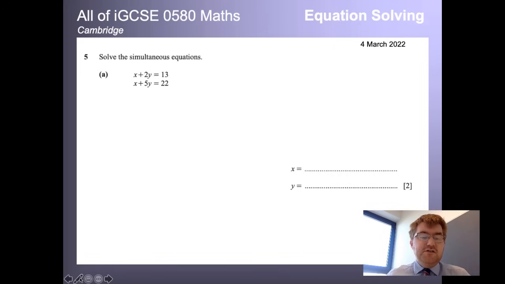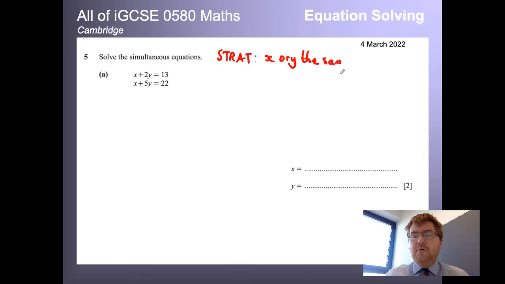Right, let's look at question 5a. So we need to solve the simultaneous equations x plus 2y equals 13 and x plus 5y is equal to 22. Now generally we want to get either the x's or the y's the same. That is our strategy. So x or y the same. Now in this example, this is actually an easier example here where the x's are already the same for us. And by taking one equation from the other, we can then get an equation just in terms of y.